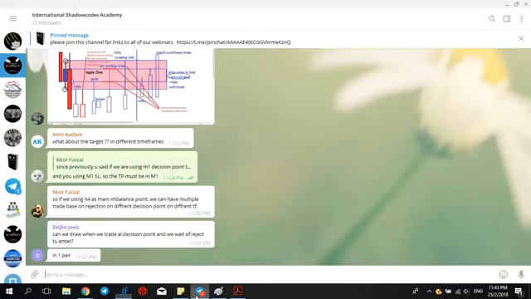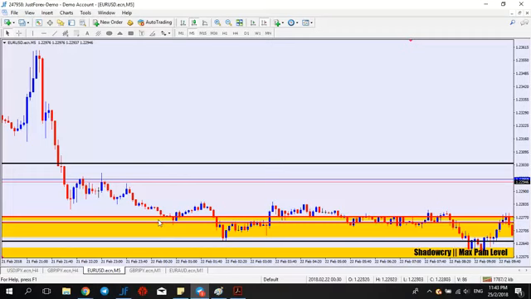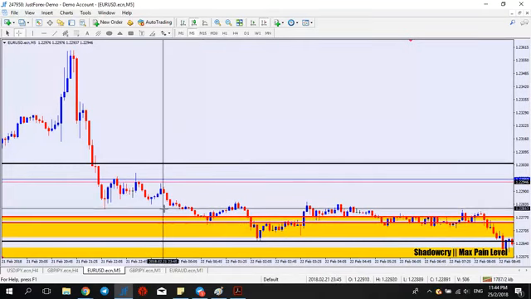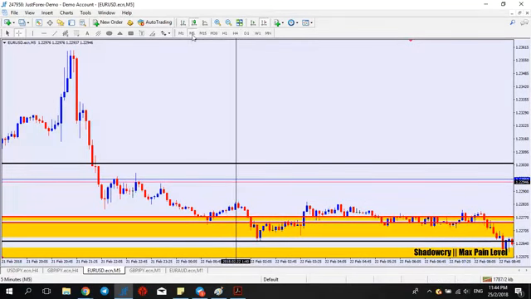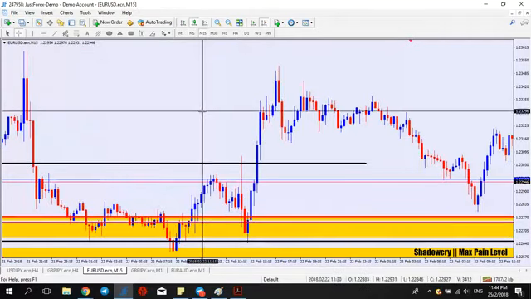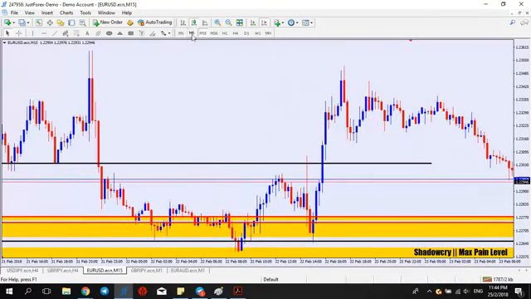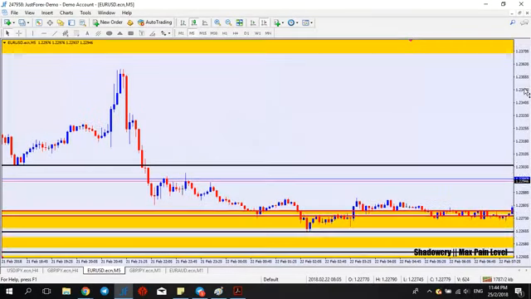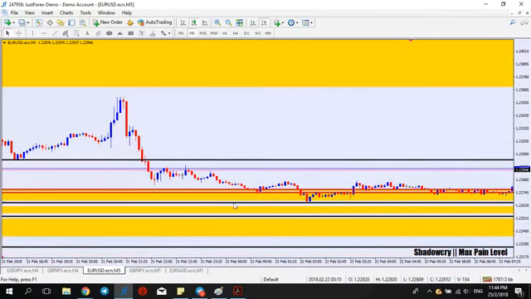Let me read. If we're using H4 as the main imbalance point, we can have multiple trades based on rejection on different decision points on different time frames. Over here you have one decision point on M1, but this decision point sometimes cannot hold or withstand the price. If you're using H4, it's better to look at M5 or M15 for a better rejection. On M1 you can fine tune, but make sure you're using your H4 SL.